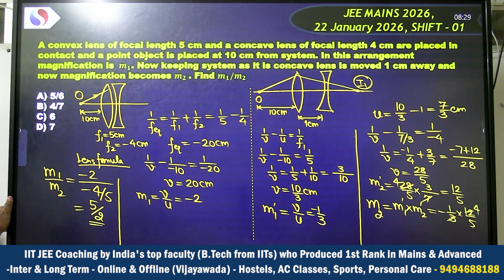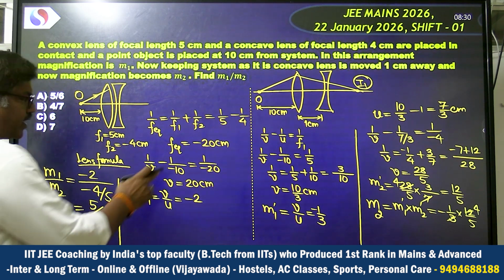Okay. So some calculation mistake, which I was expecting also, is happening here. 20 centimeter, 1 by V, fine. 20, focal length point, object is at 10. That's also correct. It goes on.